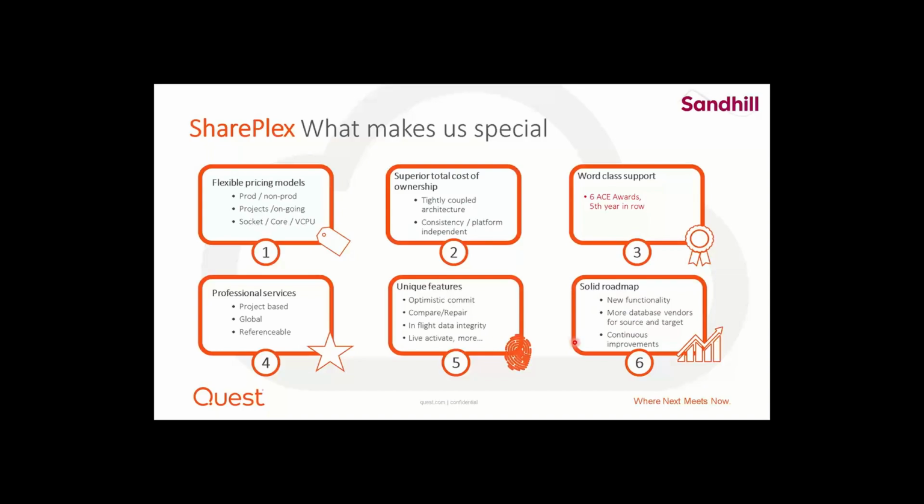And the license is a vCPU if it is virtualization or cloud, otherwise it is per core on physical servers, and per socket for the standard editions. Okay, and the costs that other competitors normally have for sub modules, we don't have. These 5 unique features we are offering without any additional cost. So optimistic commit, compare, repair.